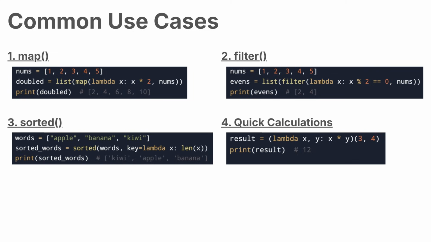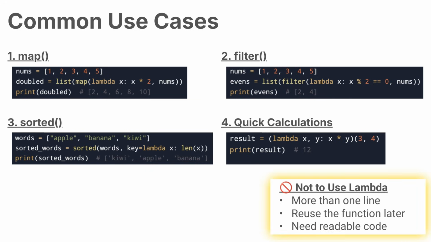Finally, there's a quick calculation example. A Lambda can be written and called immediately for simple one-time math, like multiplying 2 numbers. It's very short and convenient when you only need the function once. Important note: do not use Lambda if your logic takes more than one line, if you plan to reuse the function later, or if readability is important. Then a normal def function is a better choice.